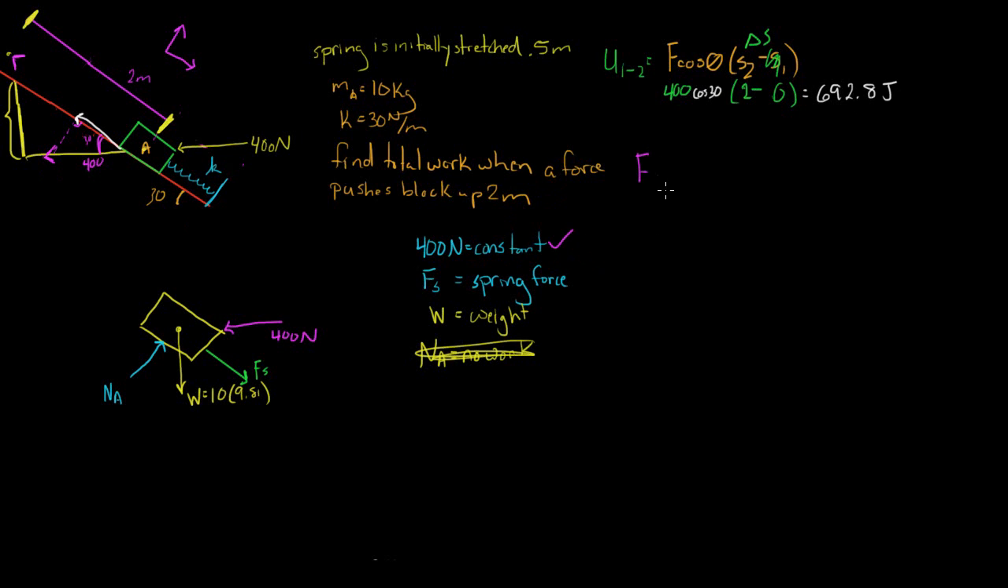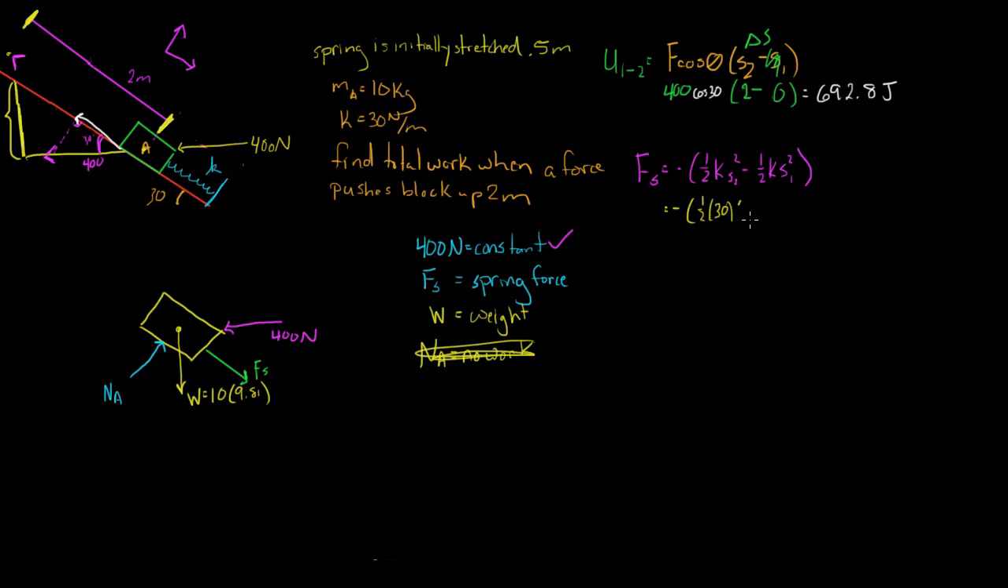Now, this is the constant force. Our spring work, we know, is equal to minus 1/2 k times S2 squared minus 1/2 k times S1 squared. And we're given k is 30 newtons per meter. So this is equal to minus 1/2 times 30, and this is the distance that the spring is stretched at 2 meters.